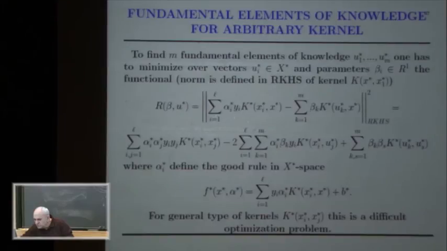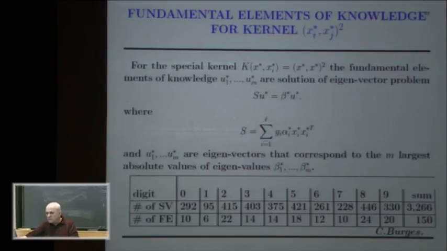So if I use any kernel, it is a very difficult computational problem, because you see it is non-linear. But there is one kernel for which it is trivial. It is the quadratic kernel. I will not go into details, but for the quadratic kernel, it's just the solution of an eigenvector problem, where matrix X is just computed from support vectors.